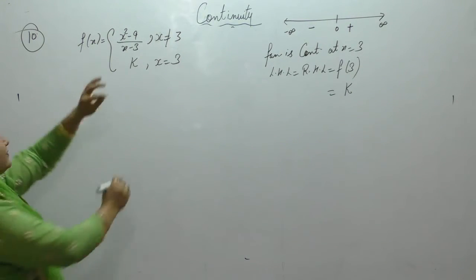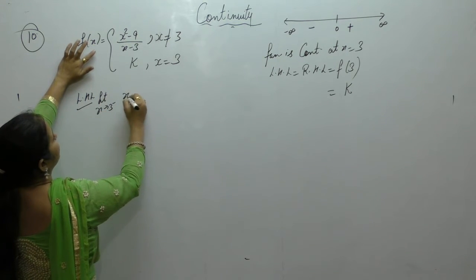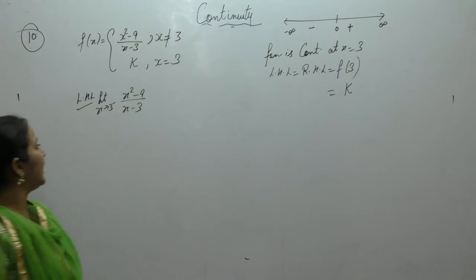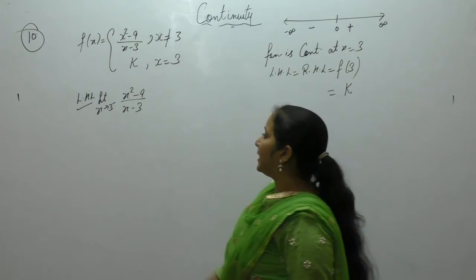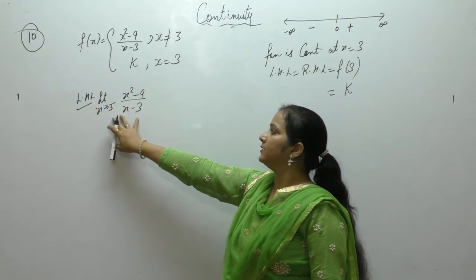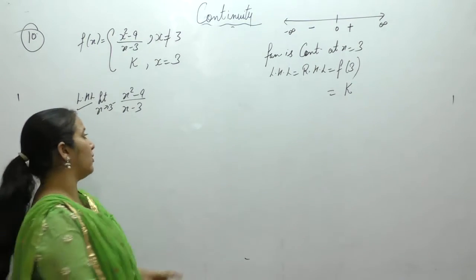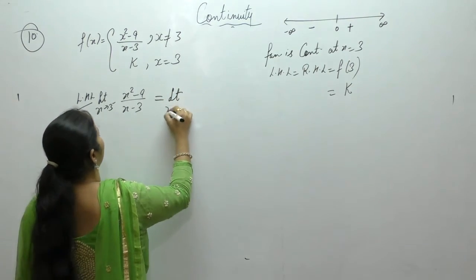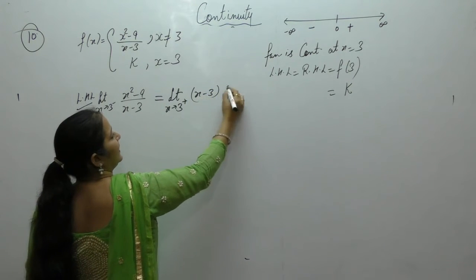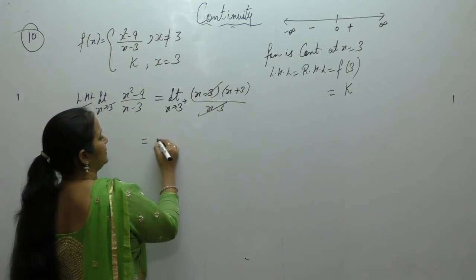Now we have to find the left and right hand limit. Limit x tends to 3 negative, x square minus 9 upon x minus 3. If we directly put x tends to 3 in this, 3 square is 9, 9 minus 9 is 0 and 3 minus 3 is 0. This is of 0 upon 0 form. So what will we do first? Let's factorize the term in the numerator. a square minus b square is (a minus b)(a plus b). Now it will get cancelled.